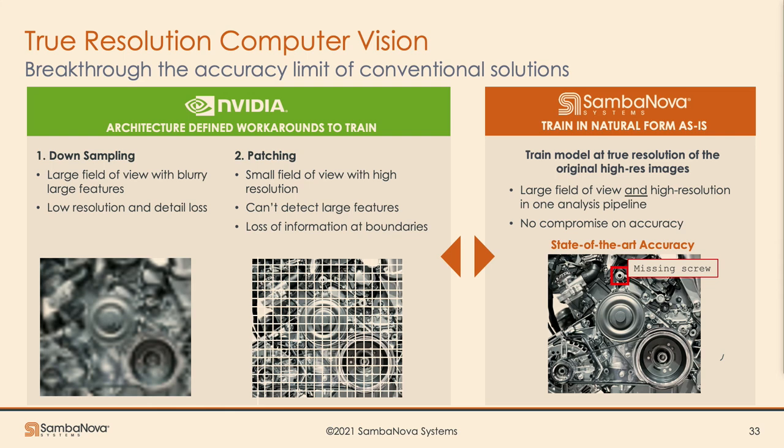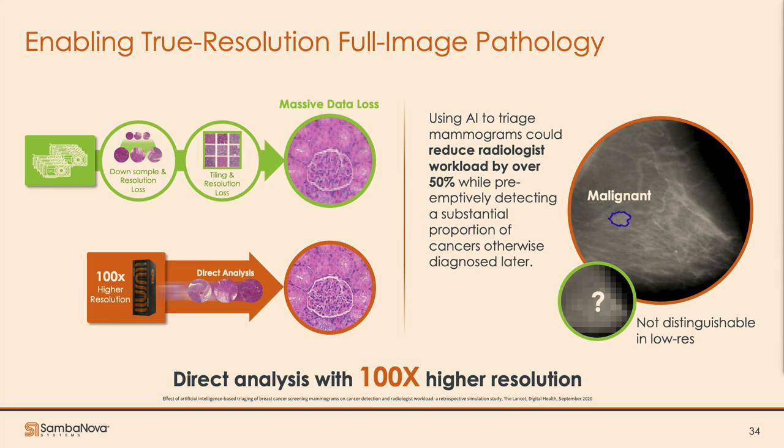With the SambaNova system, we're able to handle the full resolution image, and so we can get state-of-the-art accuracy, and in this example, we locate the missing screw. But finding the missing screw is important in manufacturing, but much more important is detecting malignant cancer, right? And here you'd like to, again, be able to work with the full resolution image that comes from the medical imaging sensor. And so with the data scale system, we're able to get 100 times higher resolution, and we're able to detect malignant cancer much more effectively using the full resolution capability.